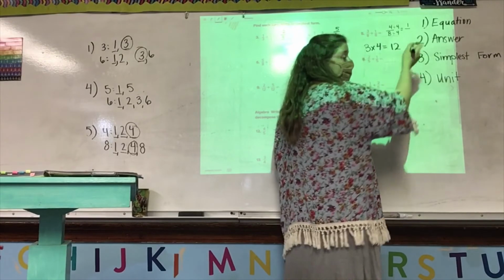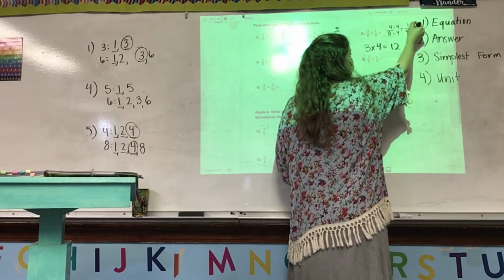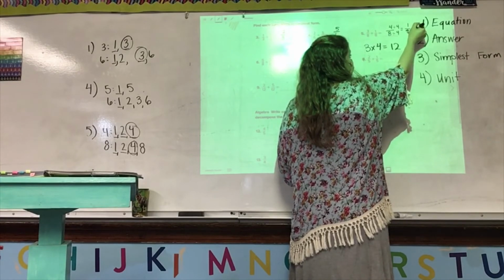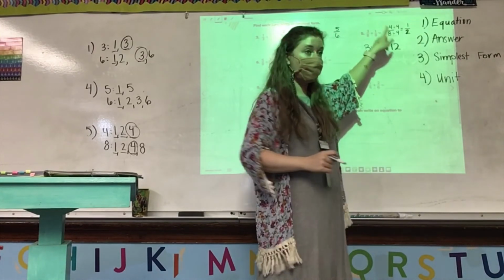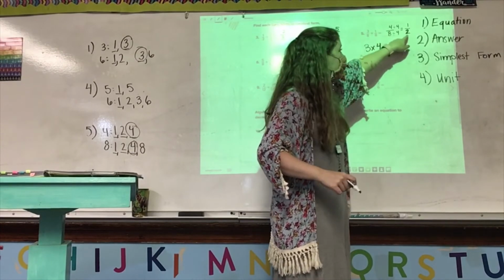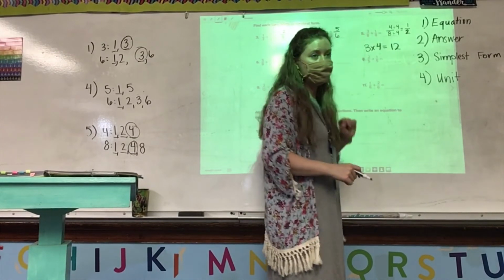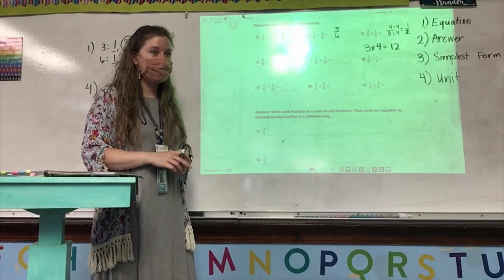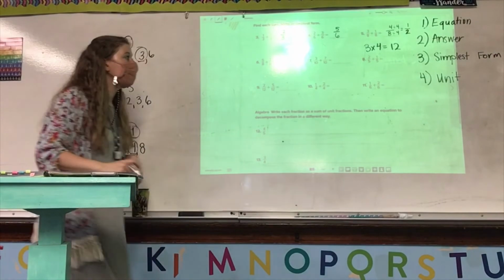8 divided by 4 is? Remember, division is backwards multiplication. 8 divided by 4 is 2 because 2 times 4 is 8. So 3/8 plus 1/8 in simplest form is 1/2.